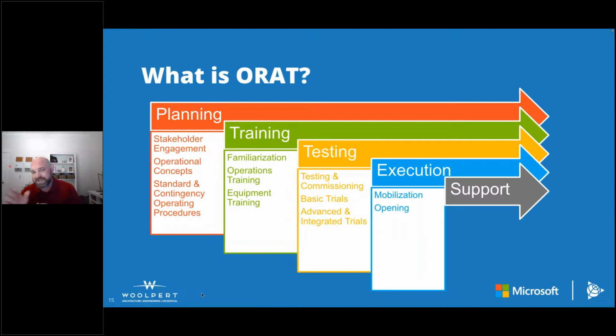The next major phase of ORAT is testing, and this kind of aligns with the latter stages of construction and the commissioning phase of a large capital project. And so the ORAT team is supporting testing and commissioning. One of the best ways to learn about a system and facilities is to actually participate in the testing and commissioning activities that are taking place as part of the install.